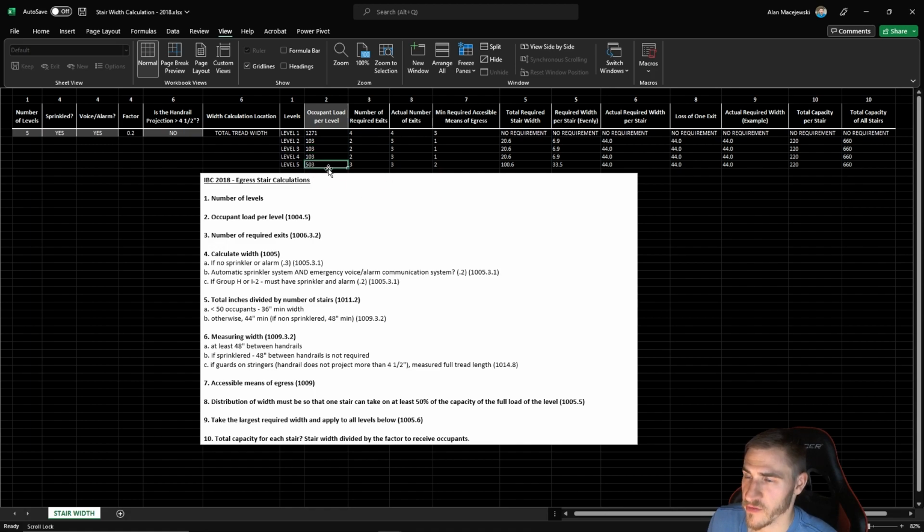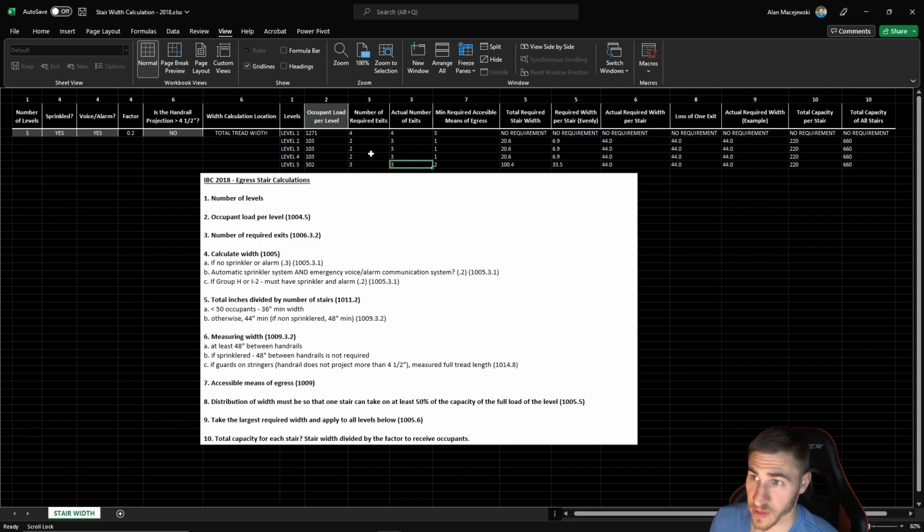Whereas this column, actual number of exits, is more in tune with that, because here we can see I have 503 here, and in theory, I believe it was 411. So when I have an occupant load of 411 on level 5, I only need 2 stairs to go all the way down to level 1. That's pretty simple. It's under 500. But the second I go over 500, then I need those 3 exits.